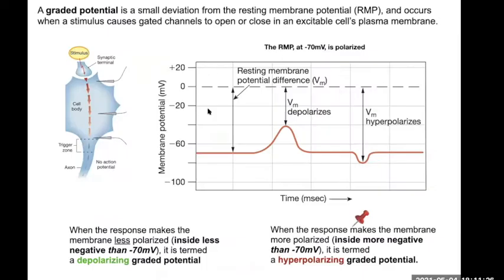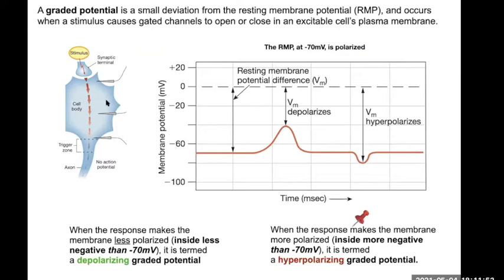based on this stimulus right here. So this graded potential, a small deviation from the resting membrane potential, is going to occur when some kind of stimulus is causing gated channels, sodium, potassium, calcium, to open or close in an excitable membrane's plasma membrane. And for the most part today, we're going to be talking about this depolarization, right?